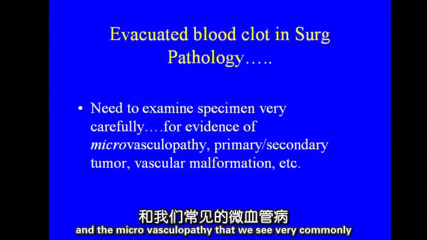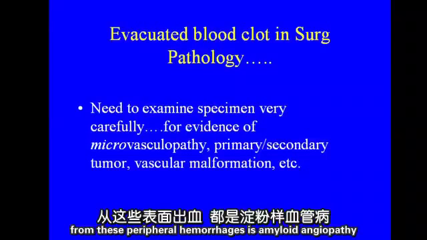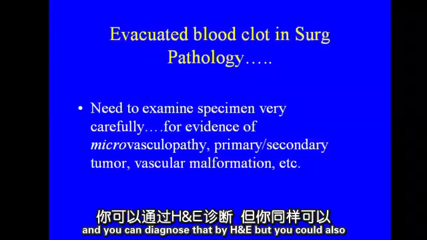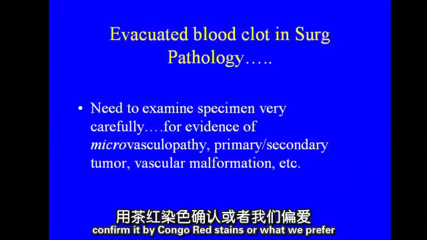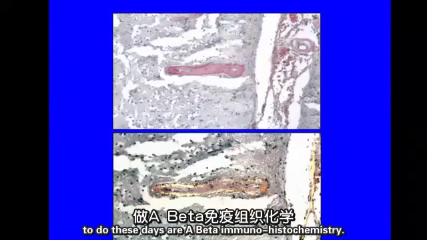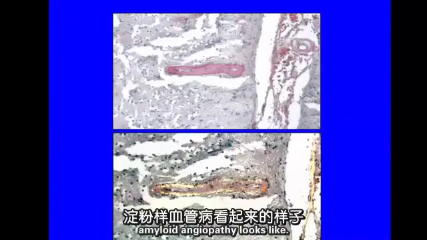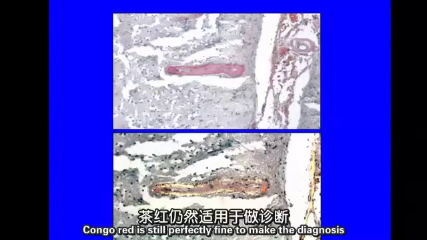And the microvasculopathy that we see very commonly from these peripheral hemorrhages is amyloid angiopathy. You can diagnose that by H&E, but you can also confirm it by Congo red stains, or what we prefer to do these days, A-beta immunohistochemistry. Just some other dramatic pictures of what amyloid angiopathy looks like. Congo red is still perfectly fine to make the diagnosis.